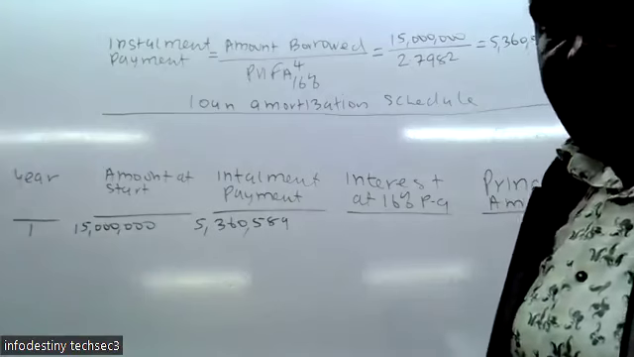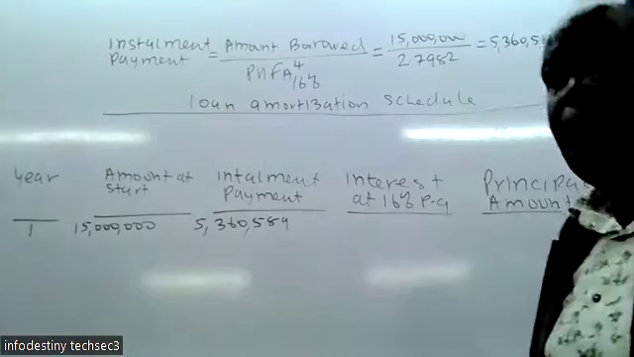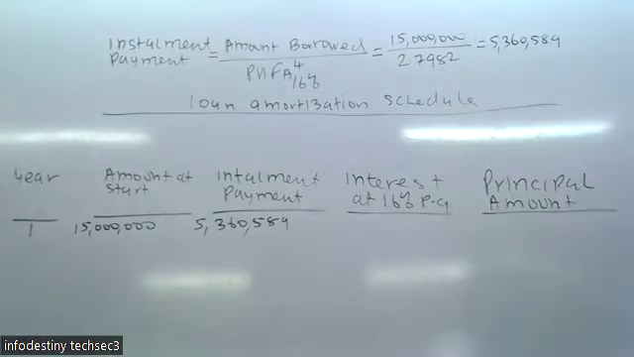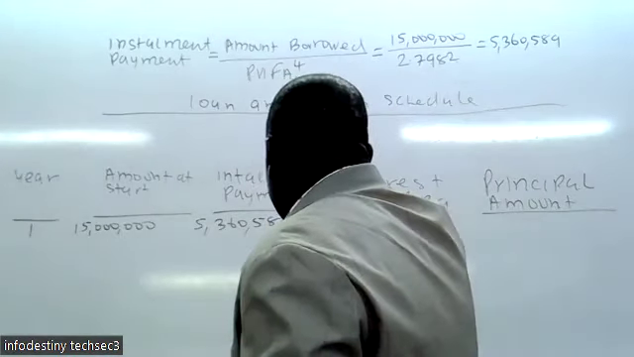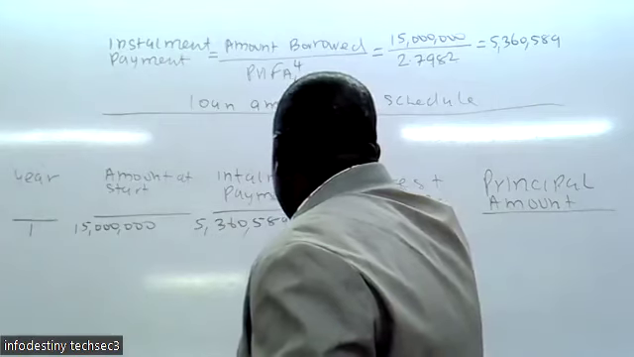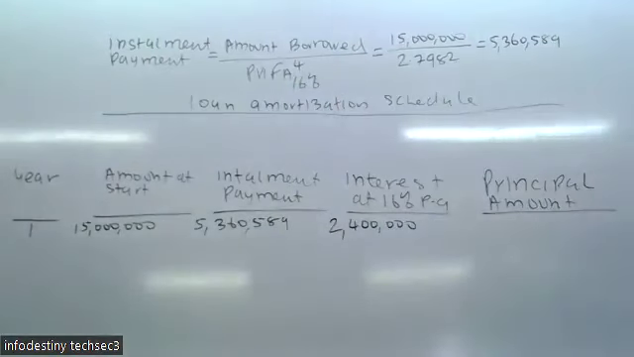Interest at 16% per annum. So what will be 16% of 15 million? It is 2,400,000 exactly. So for us to get the principal, subtract interest from the installment.